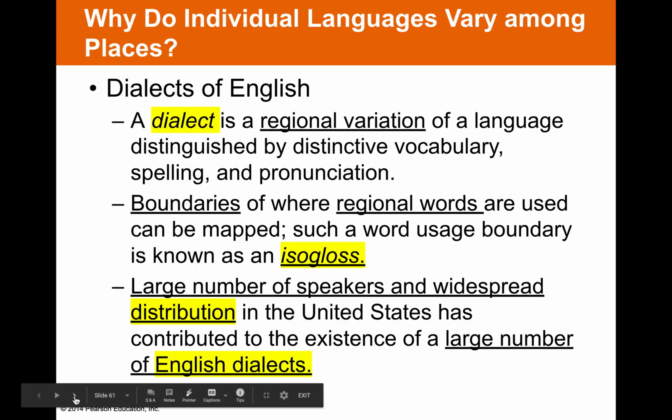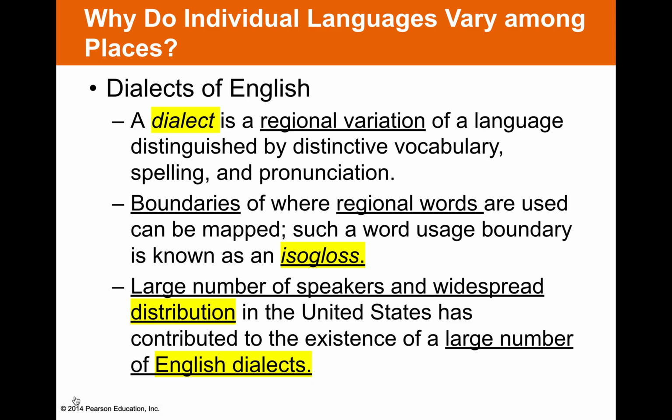All right, watch this video. It's pretty funny. All right, dialects. They're regional variations. How do we know a dialect? Well, they have distinctive vocabulary, spelling, and pronunciation. But the one thing about a dialect is that a language that has dialects will have a similar alphabet.